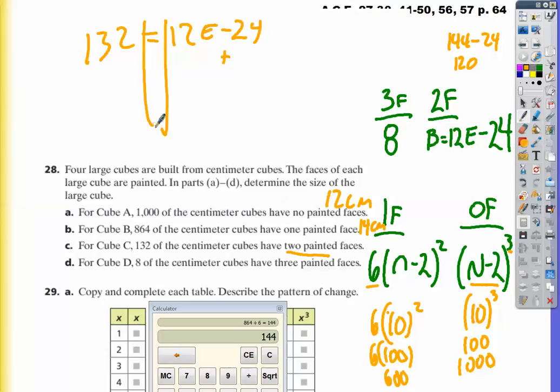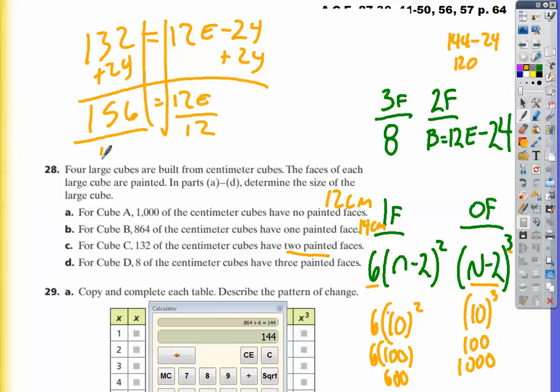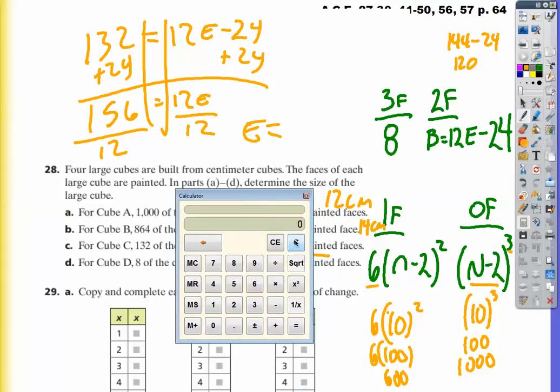So add 24, add 24. We get 156 is equal to 12e. Divide by 12, divide by 12, and e is equal to 13. Shocking, 144 plus 12. So that has an edge length of 13 centimeters.